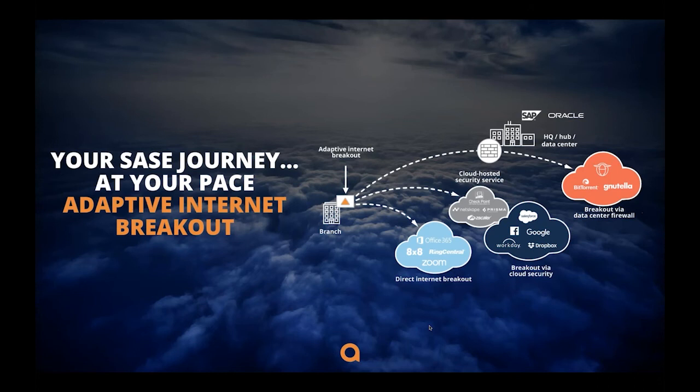So that's where that SASE model comes into play. Now we have the edge as the pivot point, and through automation and intelligence, we're able to layer in the security services, all through the Edge Connect Orchestrator.